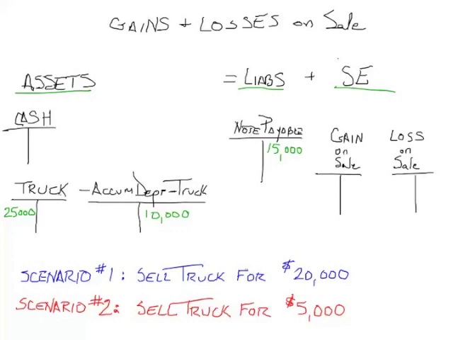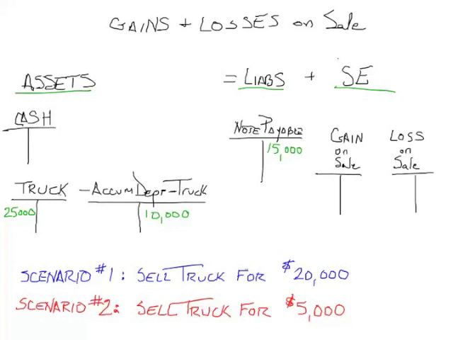What you're looking at here is sort of a balance sheet situation where you see the T accounts under assets, liabilities, and stockholders' equity. And under assets, we have a truck that we bought for $25,000 with its associated contra account for accumulated depreciation. And to date, we have depreciated it $10,000. We also happen to have a note payable under liabilities that's for that truck that we still owe $15,000 on.